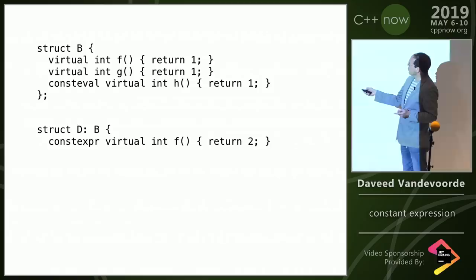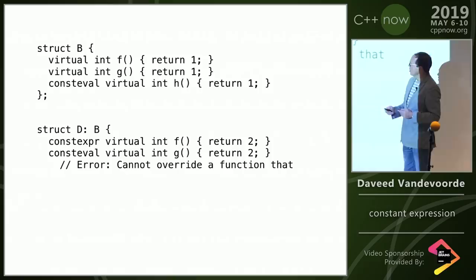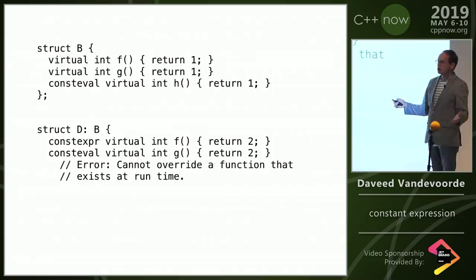You override f, which is constexpr, with a non-constexpr function, and that's perfectly fine. But with constEval, you cannot do that. Why? Because there's a runtime structure, the virtual function table, which points to things, and since g doesn't exist in the runtime world, there's no way to point to it. So that's a constraint. It makes sense when you work through it.